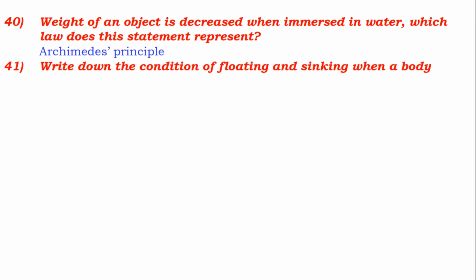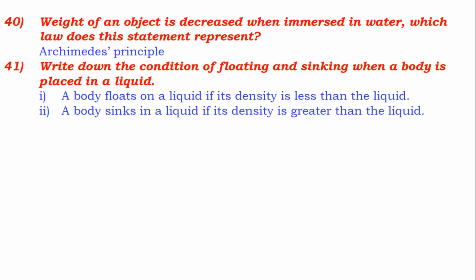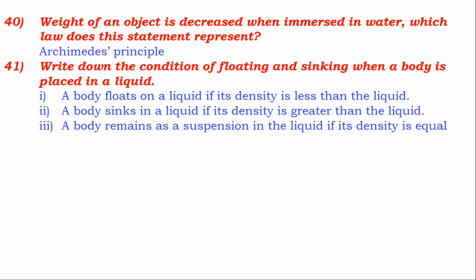Okay, next 41. Write down the condition of floating and sinking when a body is placed in a liquid. We can answer with the help of density of liquid. If a body has more density, it will sink. If it has less density than liquid, it will float. We can write like this. A body floats on a liquid if its density is less than the liquid. A body sinks in a liquid if its density is greater than the liquid. And a body remains as a suspension in the liquid if its density is equal to the density of liquid.